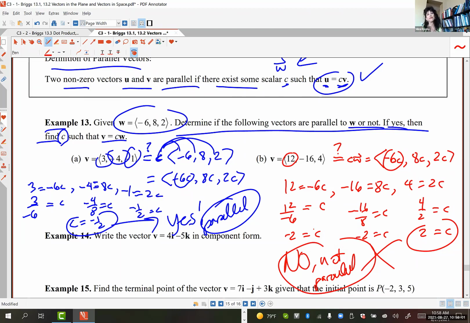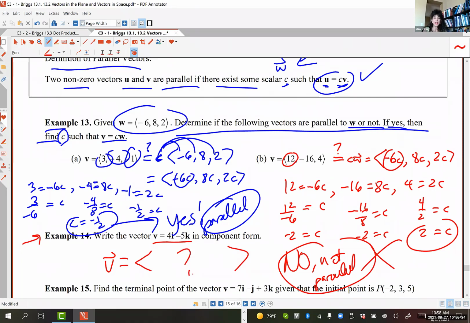It'll come up again in the future, but now you know the quick and dirty way to figure out if 2 vectors are parallel or not: if they're scalar multiples. Okay, new topic here. Check out this example. Write the vector, and this is easy peasy, 4i minus 5k in component form. Okay, so how do we do that?